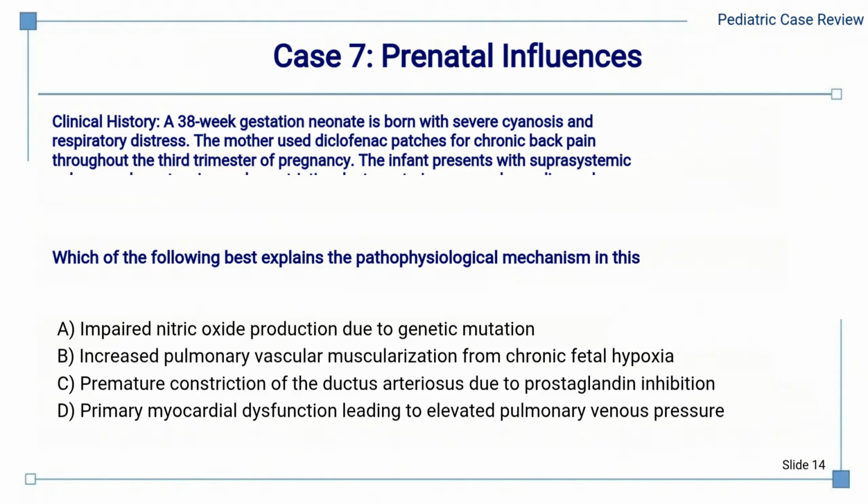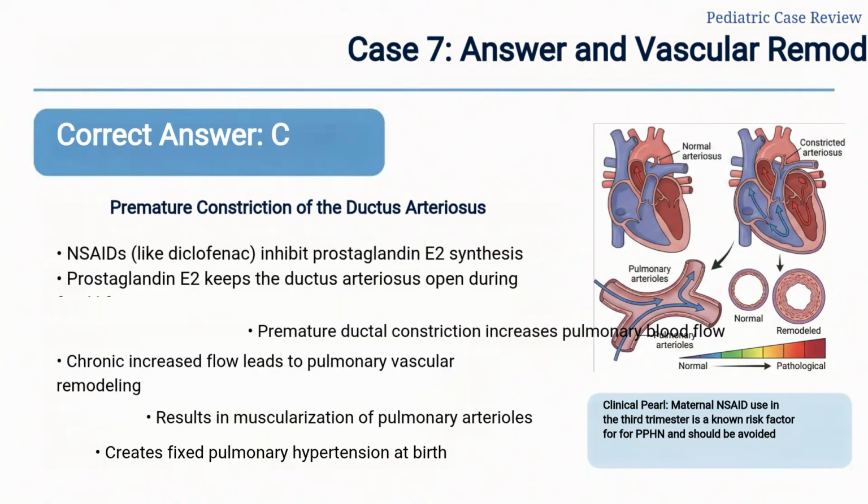Option A, impaired nitric oxide production due to genetic mutation. Option B, increased pulmonary vascular muscularization from chronic fetal hypoxia. Option C, premature constriction of the ductus arteriosus due to prostaglandin inhibition. Option D, primary myocardial dysfunction leading to elevated pulmonary venous pressure. The correct answer is option C. Premature constriction of the ductus arteriosus due to prostaglandin inhibition.